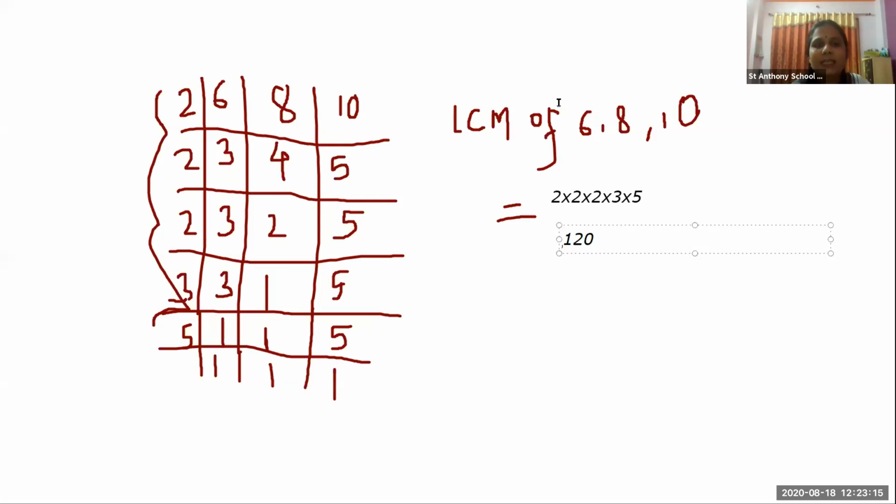Okay, so 6, 8 and 10. 6 can be divided by 2. So 2 3s are 6, 2 4s are 8 and 2 5s are 10.